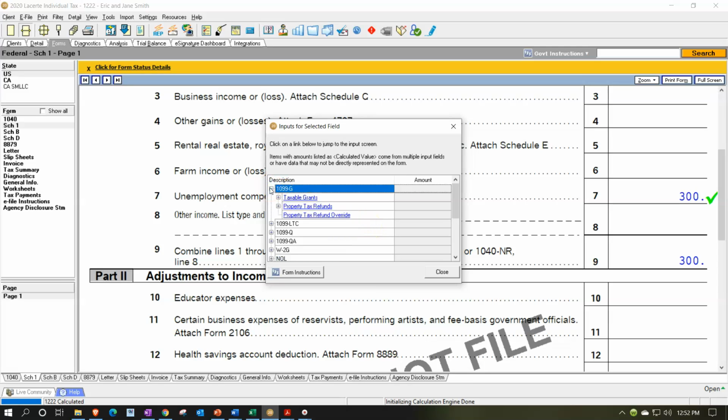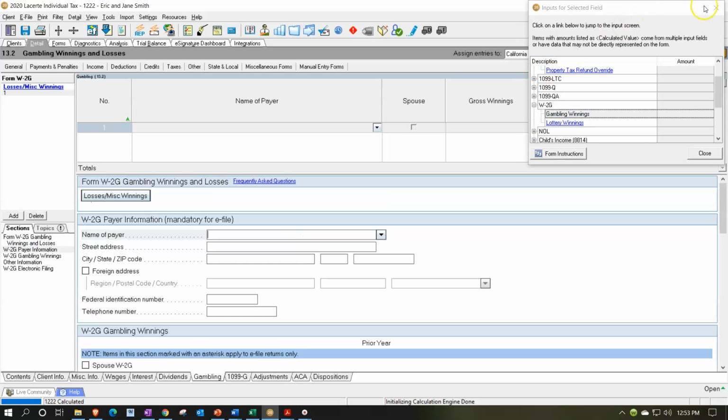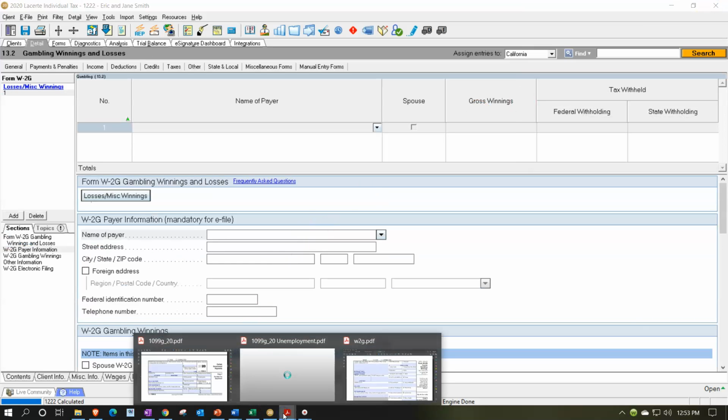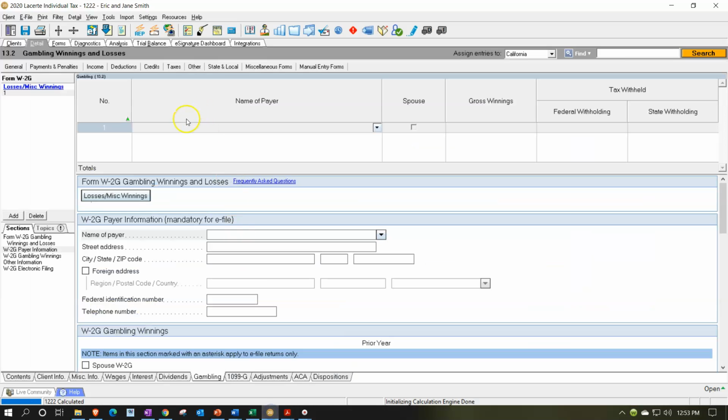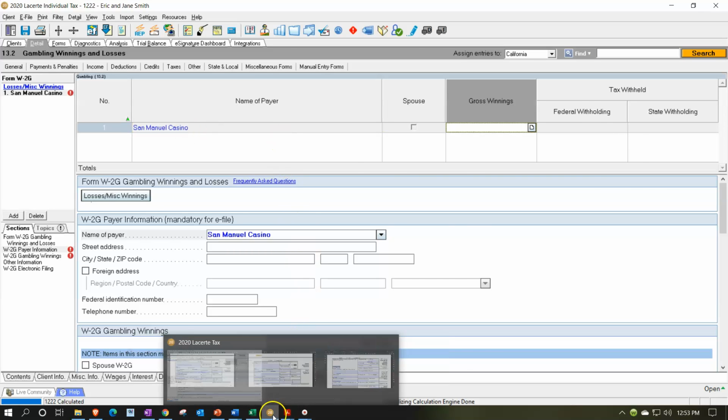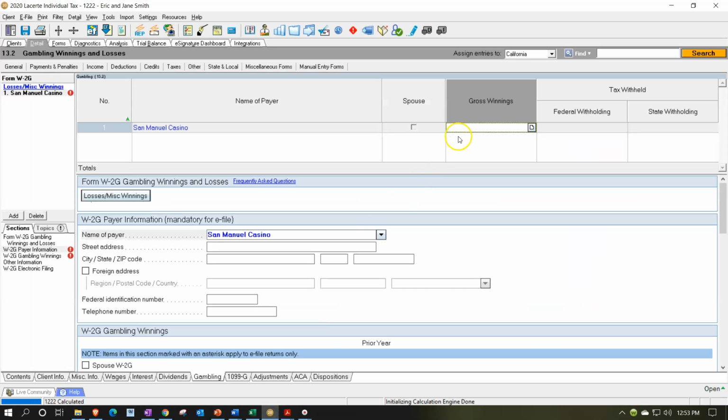So 1099-G, that's not it. I'm down here on the gambling winnings, the W-2G for gambling winnings. And then we had the casino. Where did we have this? It was San Manuel Casino. And so I'll put that there. And who won? Jane did the winning, so it's going to be for the spouse. And then $600. So gross winnings, $600.